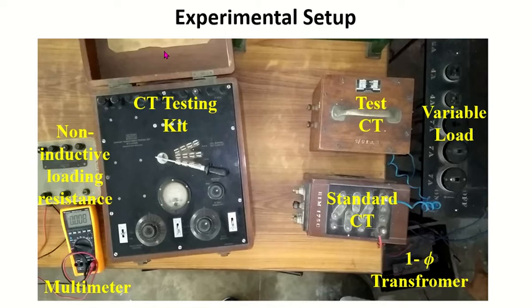So we'll require a CT testing kit as shown here. Then we have a non-inductive loading resistance, and we have a multimeter in place of a galvanometer. In the circuit diagram you will observe a galvanometer, while we have a multimeter available. And then there is the CT which is to be tested. Then there is a standard CT, a variable load, and a one-phase transformer.